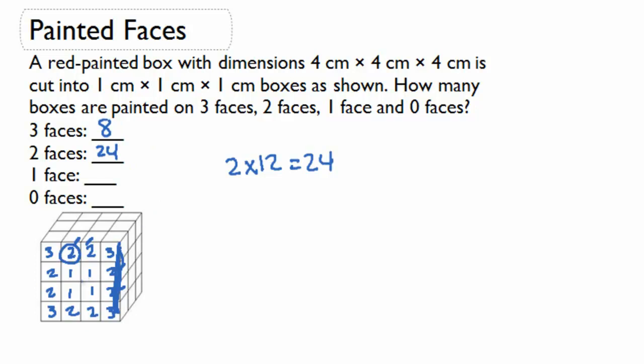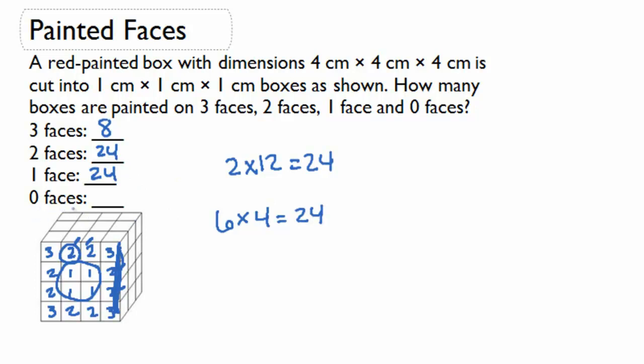Now, how many boxes will be painted on 1 face? Here we have 4, and we know that there are going to be 4 on each side. Since there are 6 faces on the cube, we can multiply this by 4 to find that we have a total of 24 boxes that will be painted on one side.